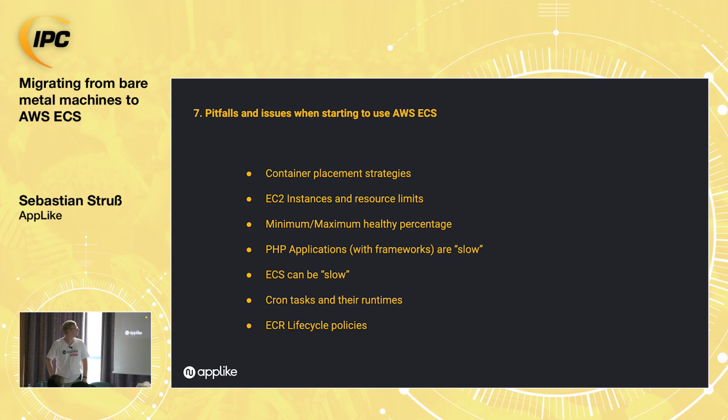Next thing are cron tasks and their runtimes. As already said, with the PHP applications, it can be slow, and there are also some strange issues we encountered when using AWS ECS regarding cron tasks. They usually run for us 5 minutes on bare metal, and on ECS we have strange issues with like 7 minutes or so. In the end, we fixed that with locking here and there, and somehow it did then work.